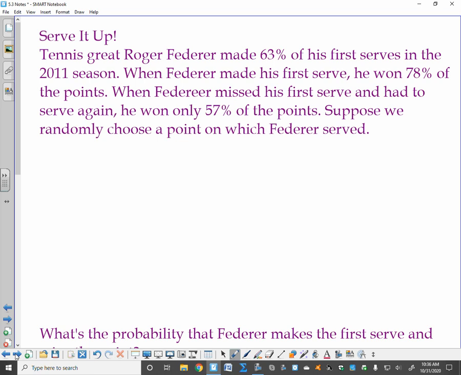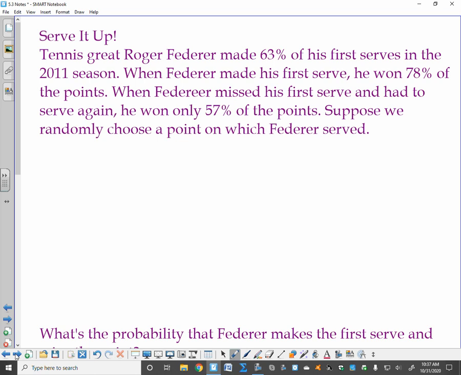Tennis great Roger Federer made 63% of his first serves in the 2011 season. Made 63% of his first serves. When Federer made his first serve, all right, there I see the given. Given that he made his first serve, he won 78% of his points. When he missed his first serve, there's another given, and had to serve again, he won only 57% of his points. Suppose we randomly choose a point on which Federer served. Okay, randomly choose a point.